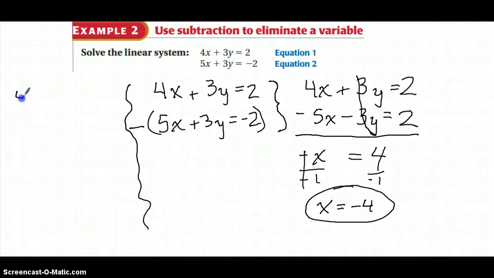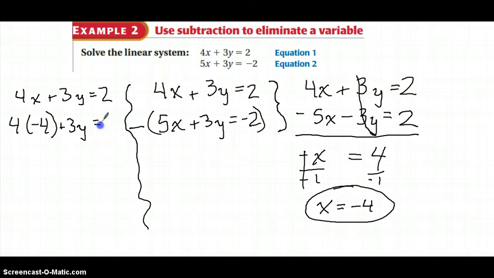And so if I've got 4x plus 3y equals 2, and I know that x equals negative 4, I'm going to have 4 times negative 4 plus 3y equals 2. I'm going to go through and simplify. So 4 times negative 4 is negative 16 plus 3y equals 2. And now I need to solve this equation for y.